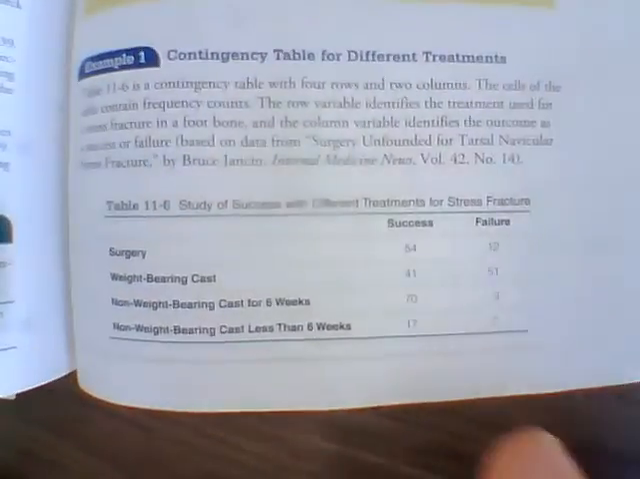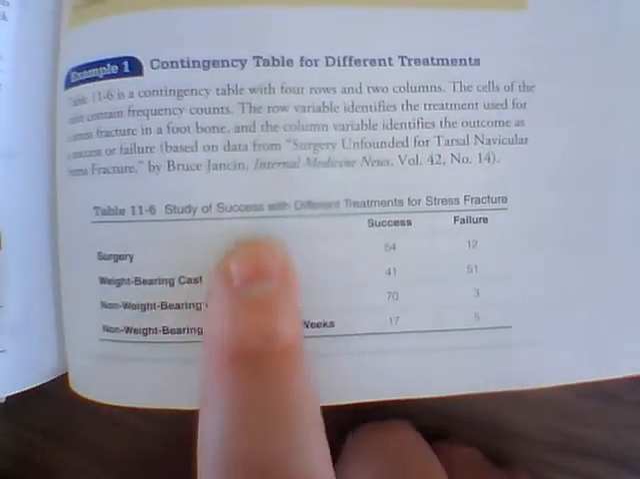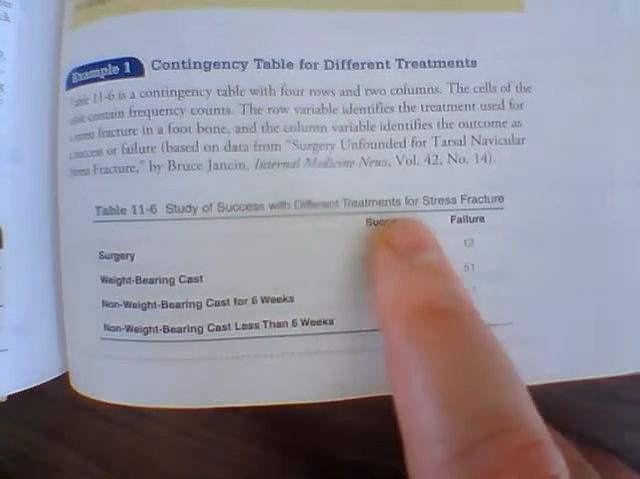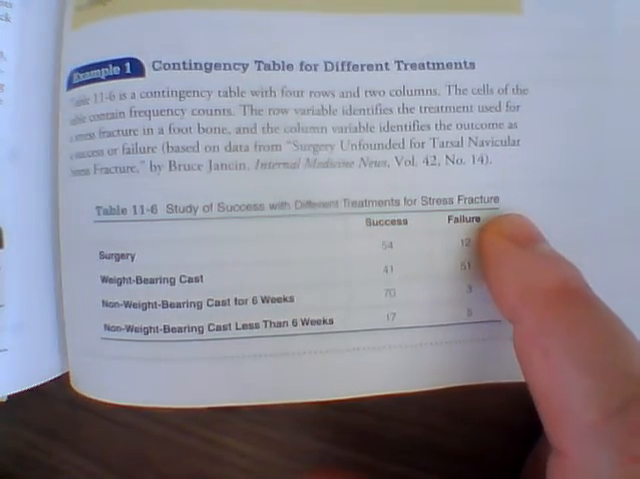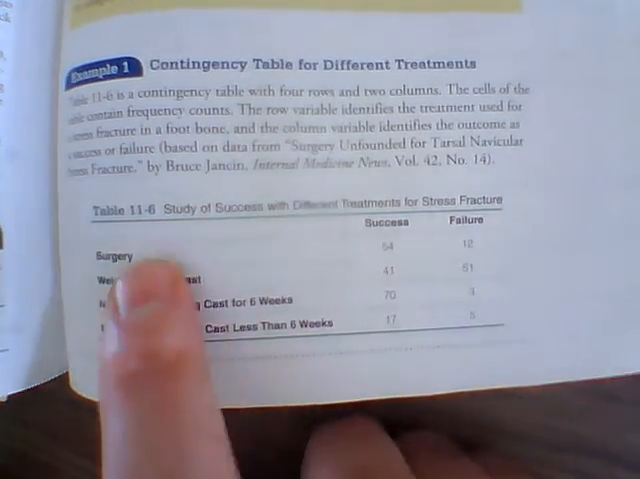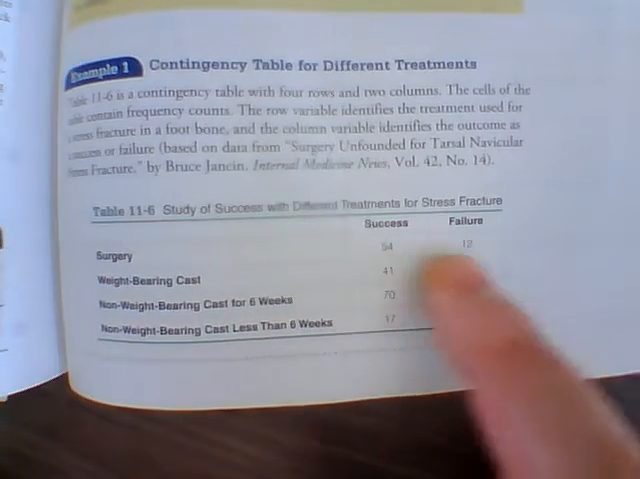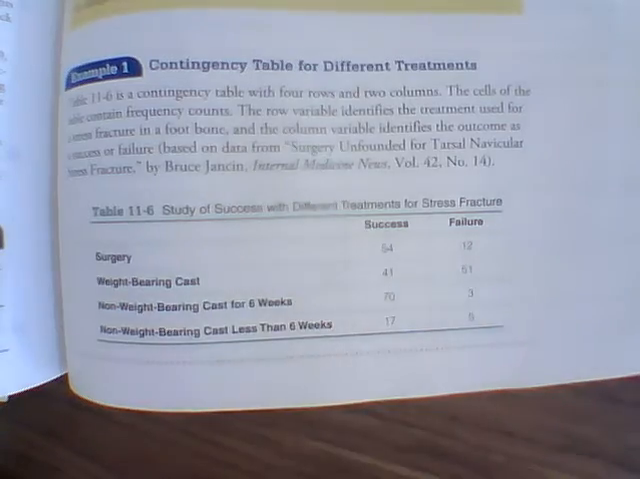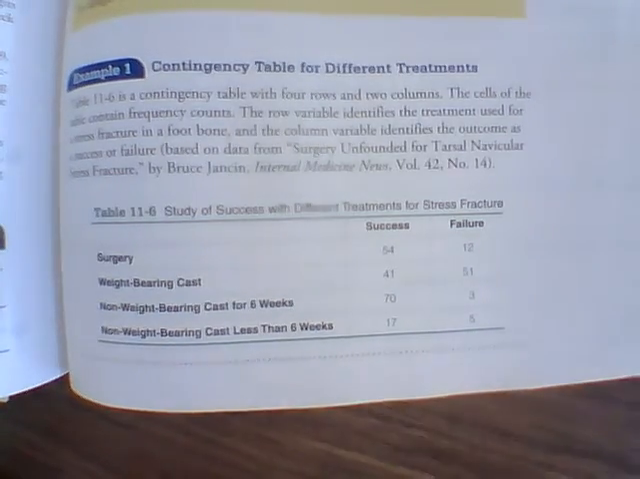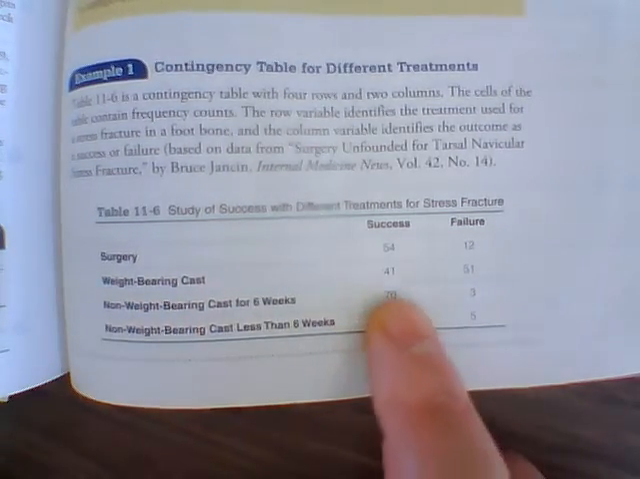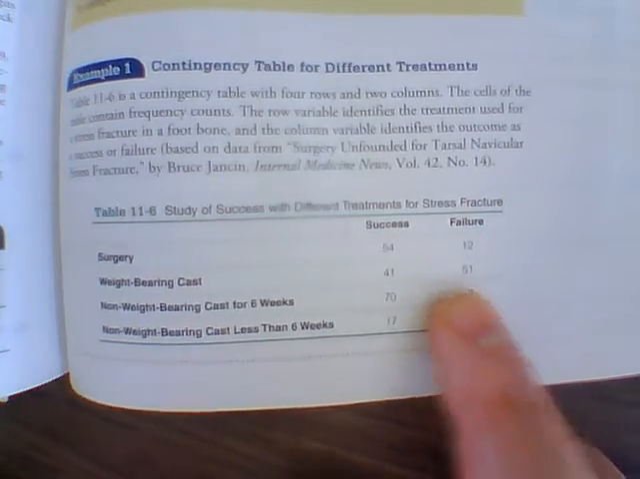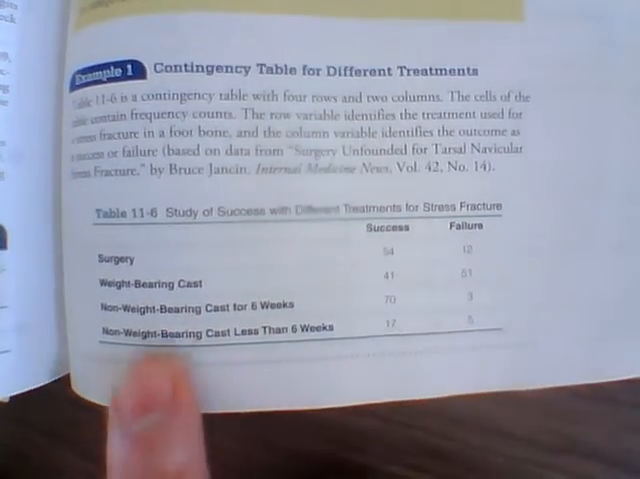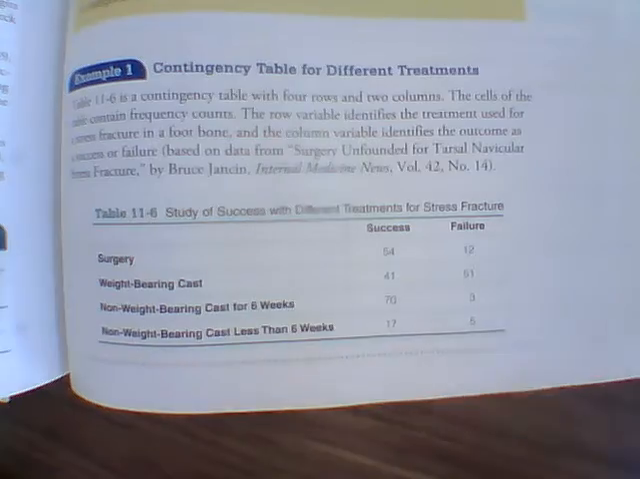For instance, right down here, we talk about a study of success with different treatments for stress fractures, like a broken bone. Surgery: there were 54 successes, 12 failures, so there would be a total of 66 surgeries being done here. Then we talk about weight-bearing cast, 41 to 41 to 51. Non-weight-bearing cast for 6 weeks.